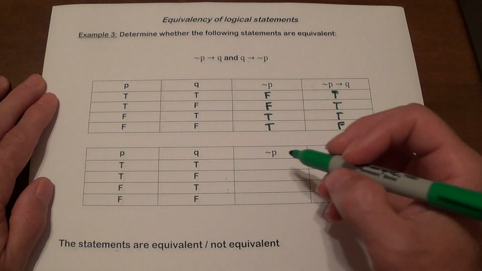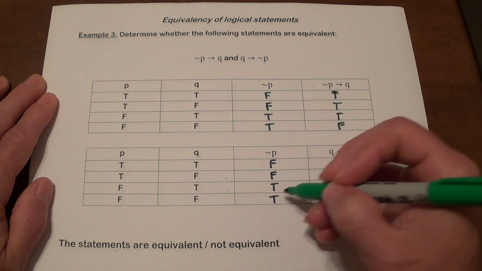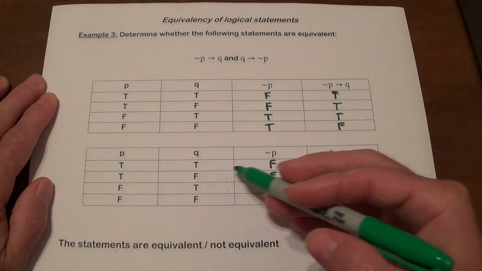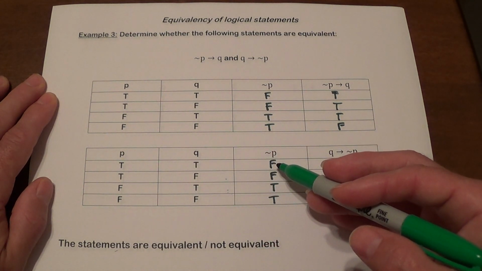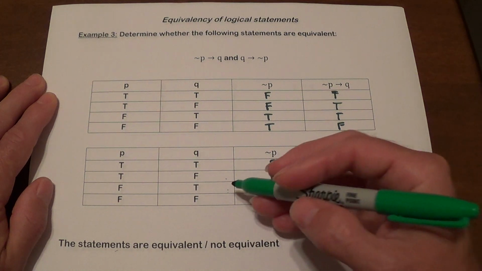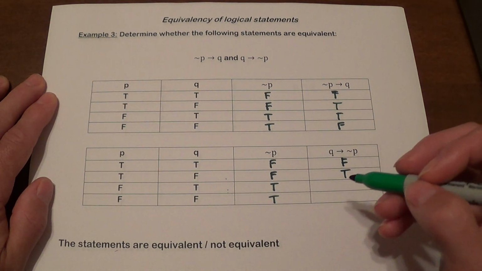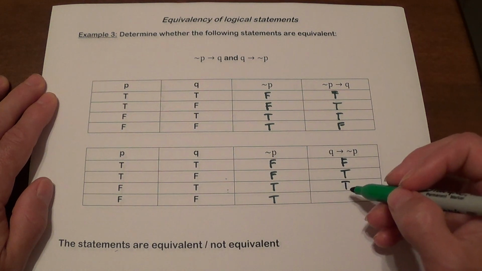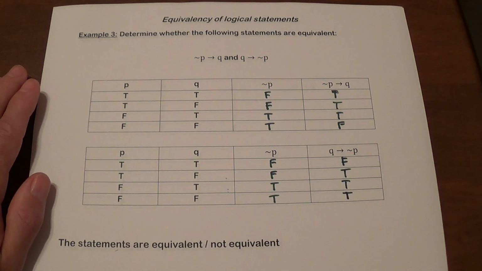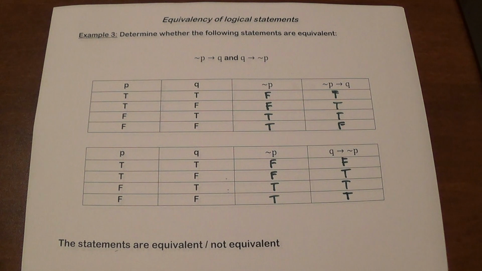And then Q implies not P, so not P is false, false, true, true. Q implies not P, so we go from here to there. True, false is false. False, false is true. True, true is true. False, true is true. So this looks like they don't match, right? And then they're not equivalent.